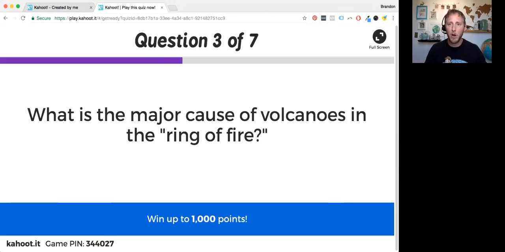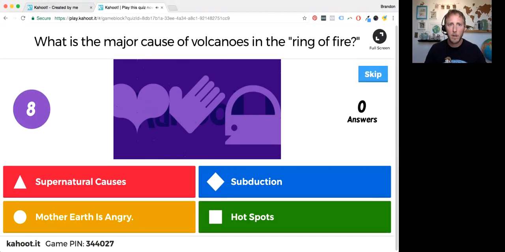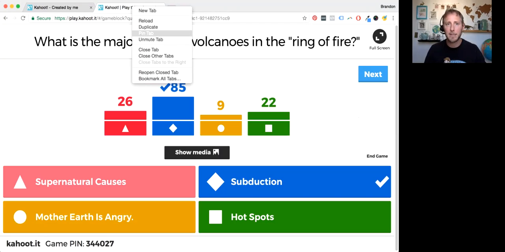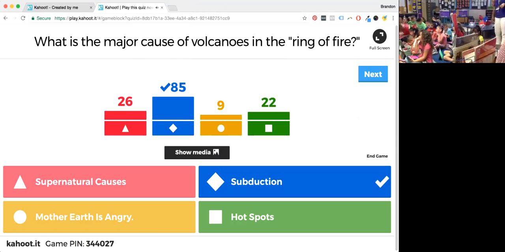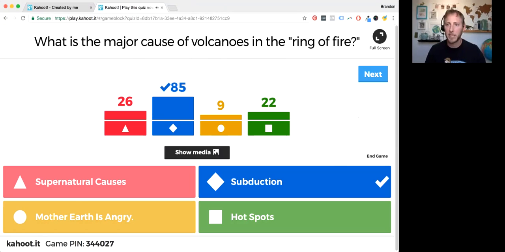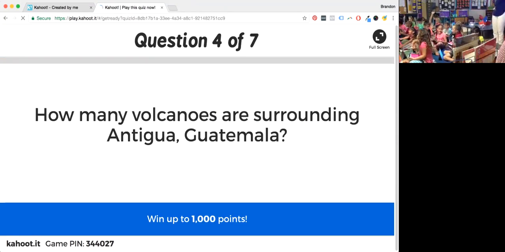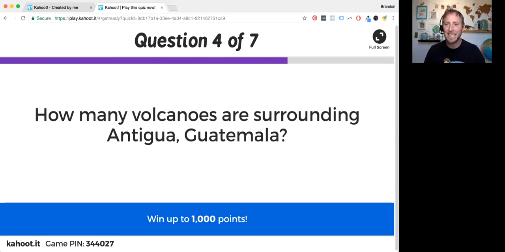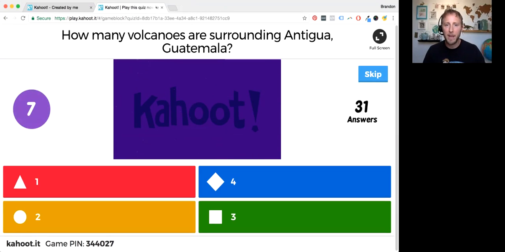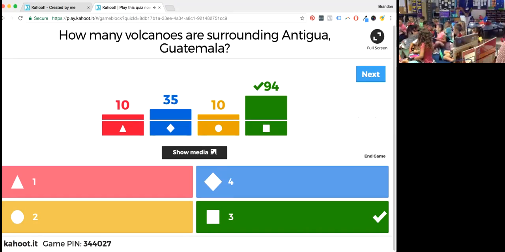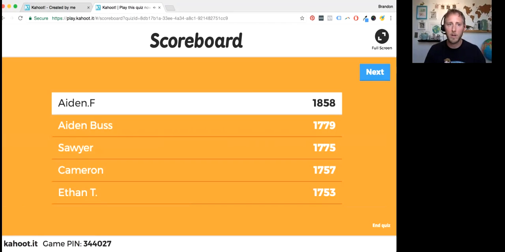All right, first question. What is the major cause of volcanoes on the Ring of Fire? Is it supernatural causes, subduction, Mother Earth is angry, or hotspots? All right, so a subduction. Great job. And let's see, Aiden is in the lead. Great job. Question 2, how many volcanoes are surrounding Antigua? Is it red 1 volcano, blue 4, yellow 2, or green 3? All right, so if you answer 3, you are correct. Oh, we still have the same leader. Are we going to catch them, guys?